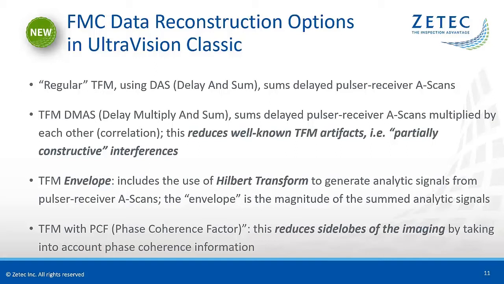In the newest release of our UltraVision Classic software, we have introduced several alternative algorithms. The TFM DMAS, or delay multiply and sum algorithm, sums the delayed pulser-receiver A-scans multiplied by each other. This process reduces the well-known TFM artifacts that are in fact partially constructive interferences, often occurring in the presence of large reflectors like the back wall of a component.